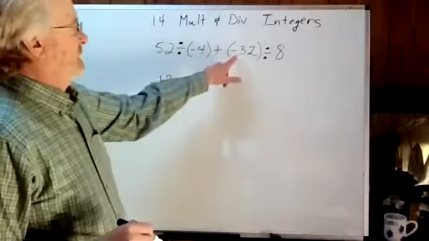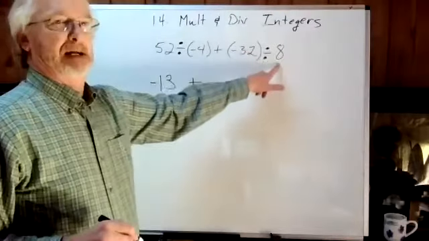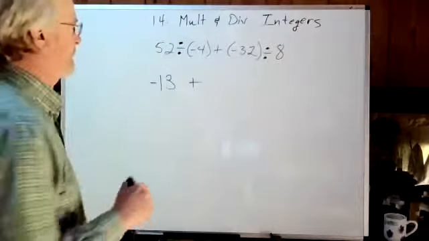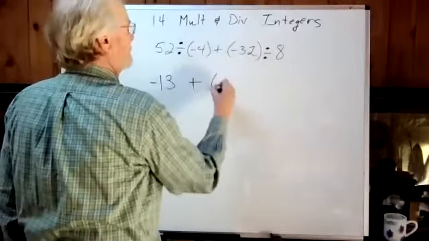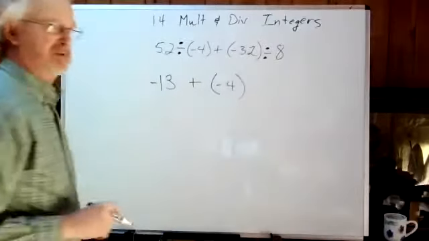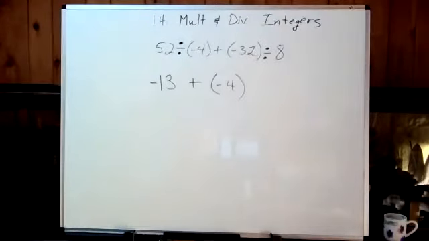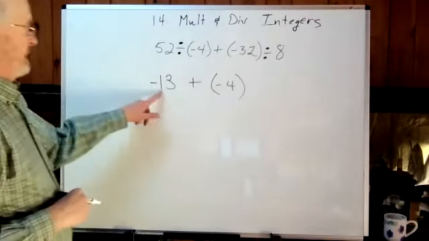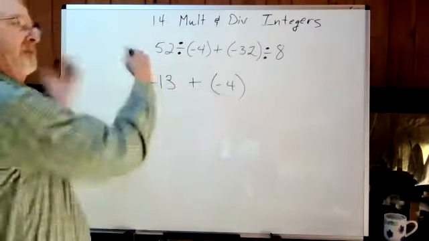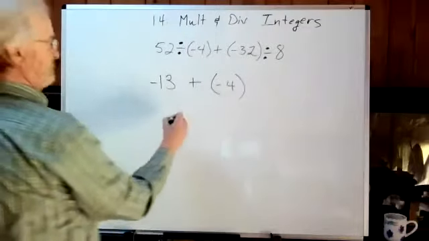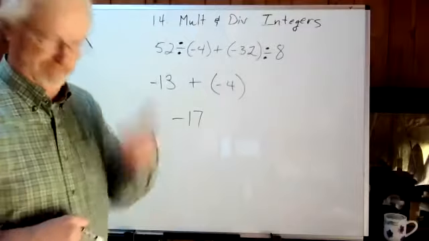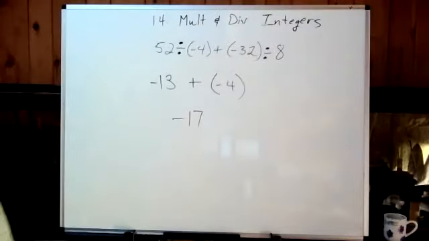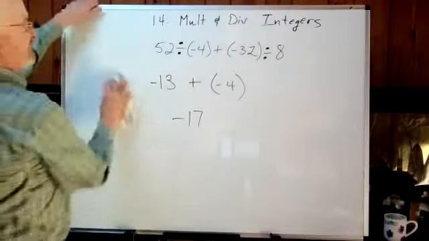And 32 divided by 8 is 4, but it's negative divided by positive, so it's a negative 4. So I'm going to use those parentheses. Now we're just down to an addition problem. Negative plus more negative, farther left. Negative 17. Thank you. Yeah, good. All right. Let's go on.